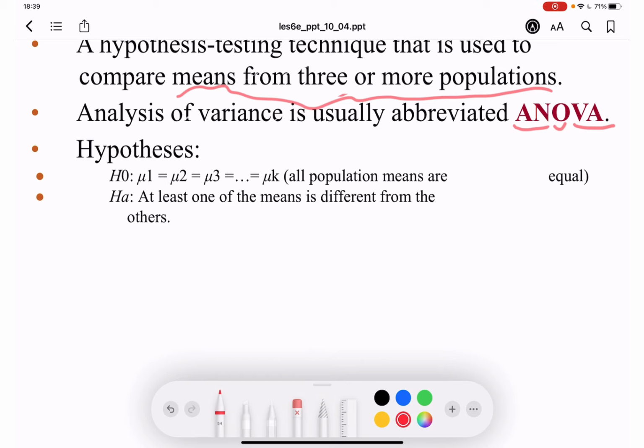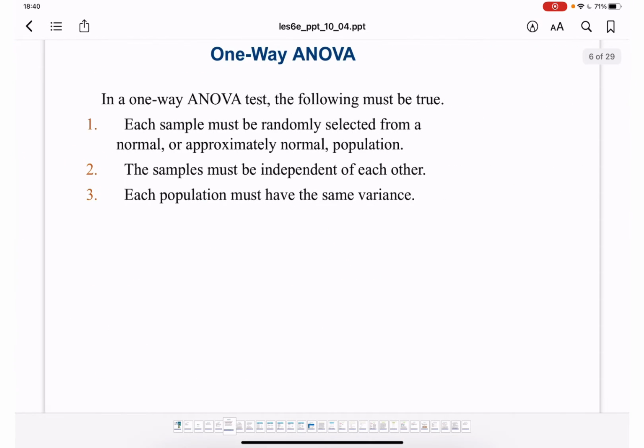The hypothesis is: if we have k populations, the null hypothesis says that the means of all k populations are equal. For the alternative, we say at least one of them is different, since we are comparing k populations. If at least one of the means is different from the others, then they are not equal. So let's do the analysis.